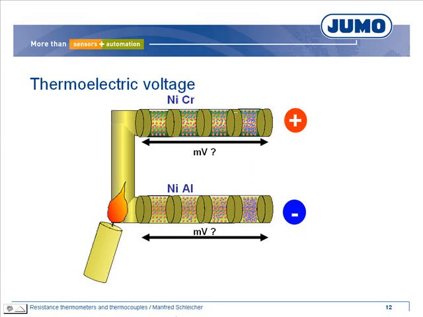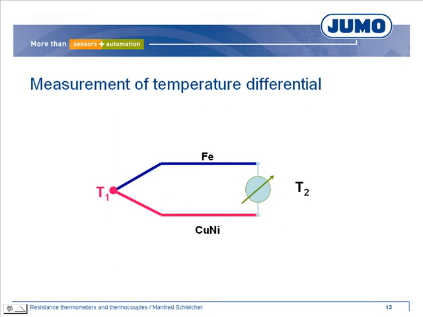The thermoelectric voltages in the nickel chrome wire and in the nickel aluminium wire remain unknown. We measure the difference between the electric charge emphasis. The measured thermoelectric voltage is a dimension for the temperature differential. Using a thermocouple, you can measure a temperature differential, temperature 1 minus temperature 2. Temperature 1 is the measured temperature and temperature 2 is the so-called reference temperature. To be able to measure temperature 1, you have to know temperature 2 and add up the values.